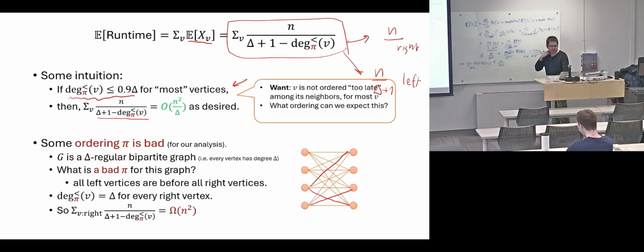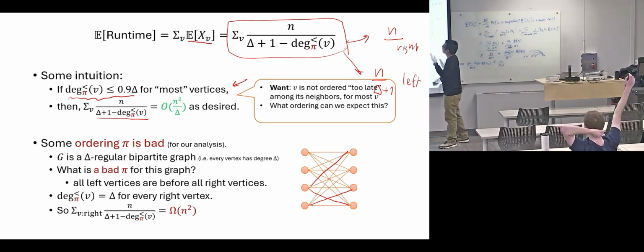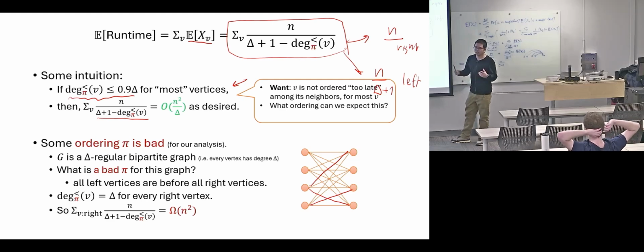Okay. So now you see that what we want is that for every node, for most vertices V, V is not ordered too late among its neighbors. We want it to be like this, not too late, not too close to delta. So now we can ask what ordering can we expect, can we get this quite easily?